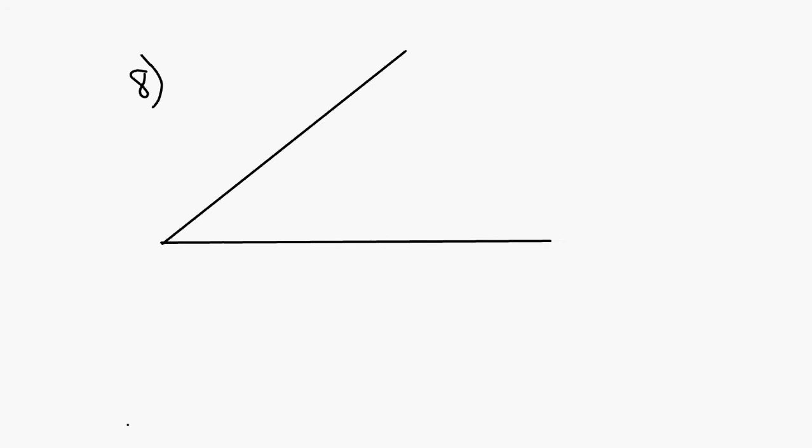Number 8. Angle bisector problem. DF bisects EDG. If it bisects it, it means it's the same distance from both sides of the angle.